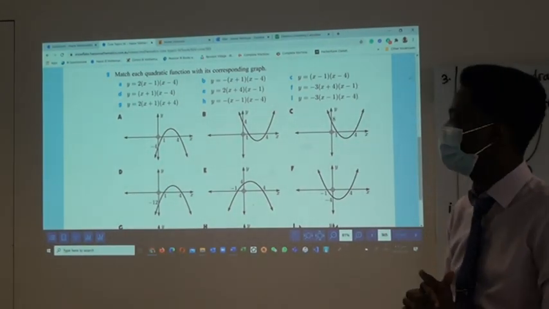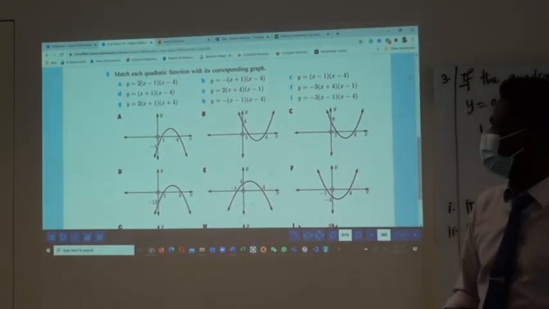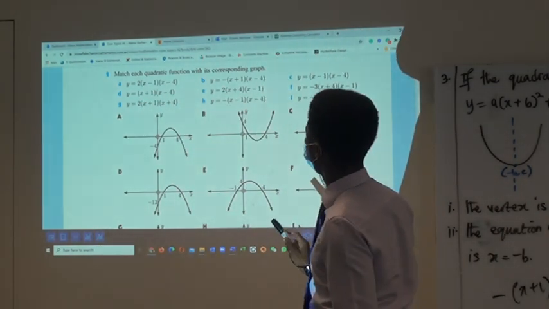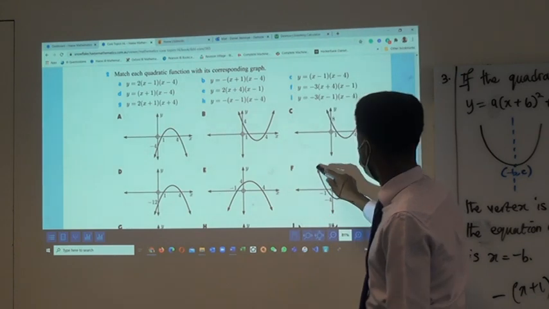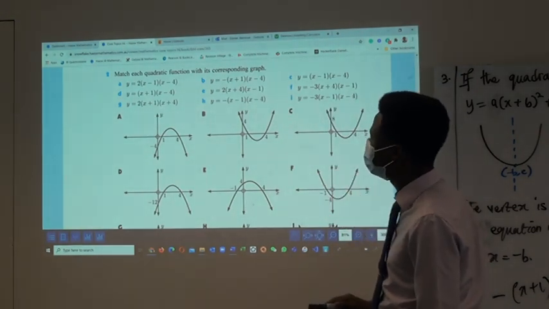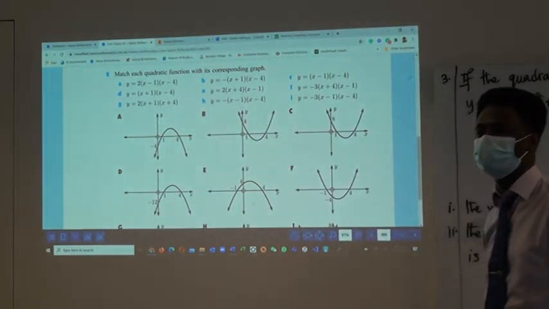Next, who wants to try next? Number D. Who wants to try D? Come on. I think F. Okay, Jensen thinks it's F. Minimum. Wait, which one? D. Okay. Yes, minimum. Intercepts -1 and 4, yes. When x is equal to 0, you get -4. So yes, Jensen is right.